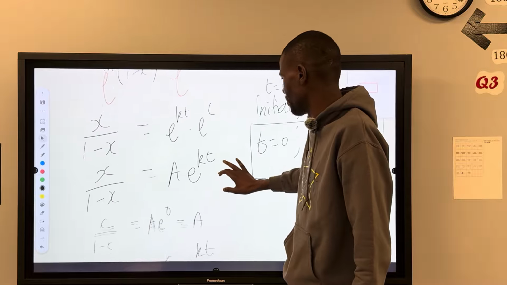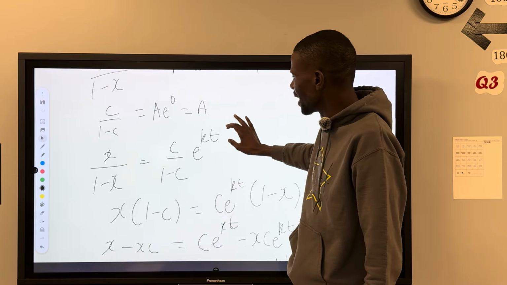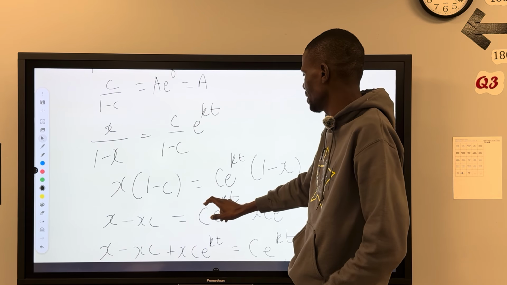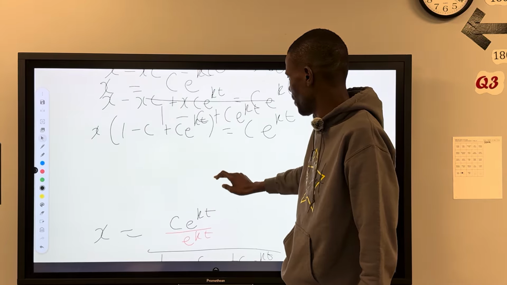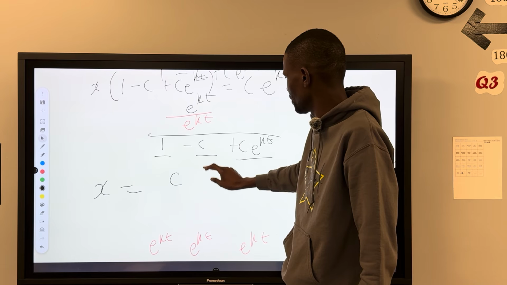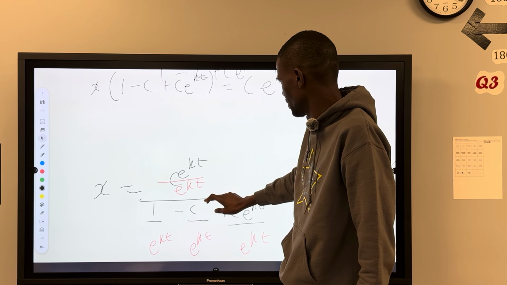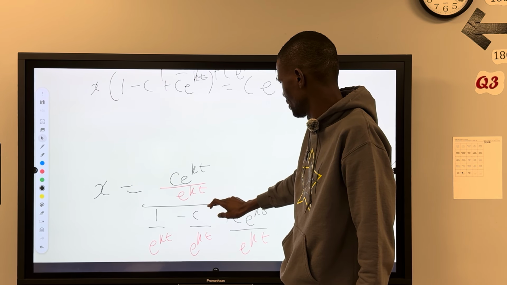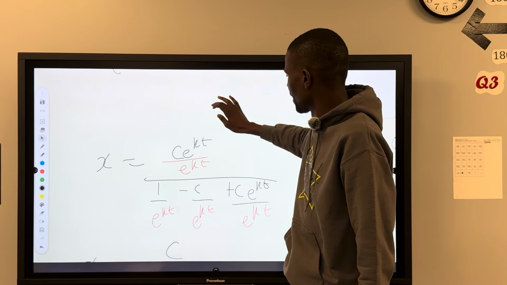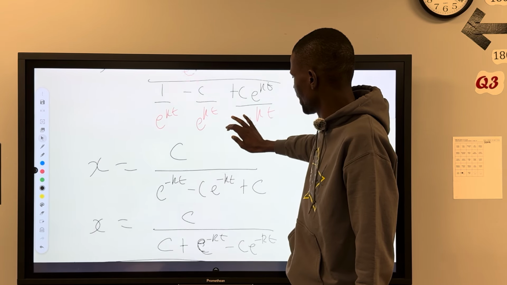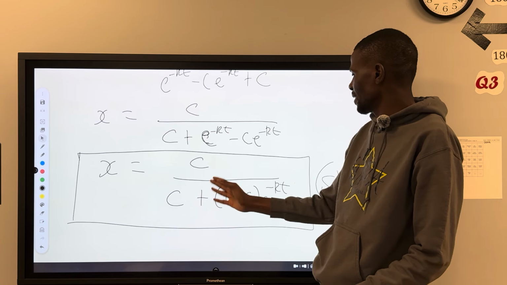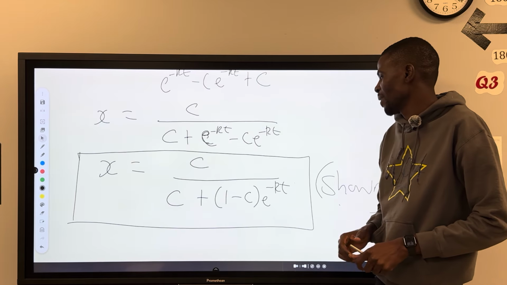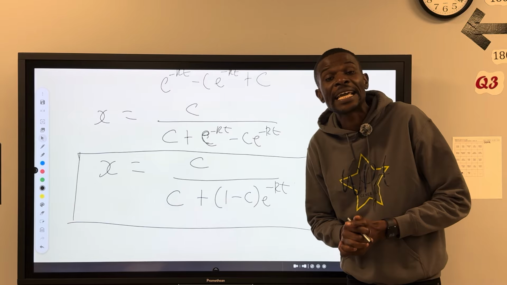Then from there, we played around with the terms until we get to this desired point here, which is c over c plus 1 minus c e to the negative kt.